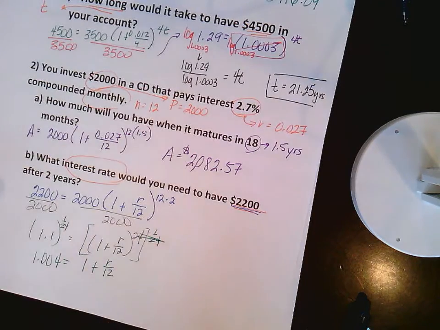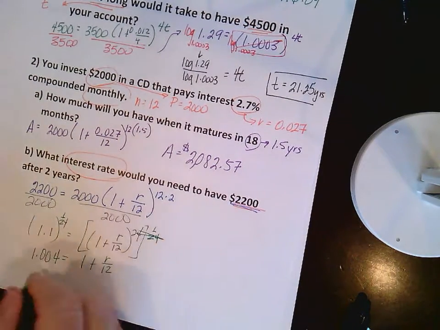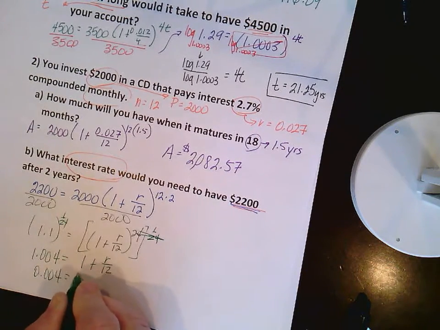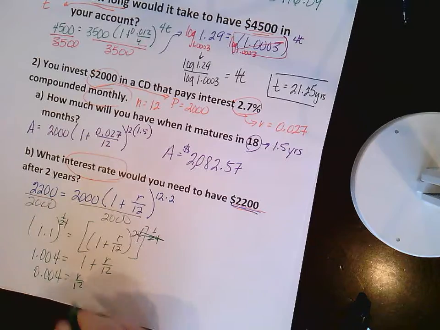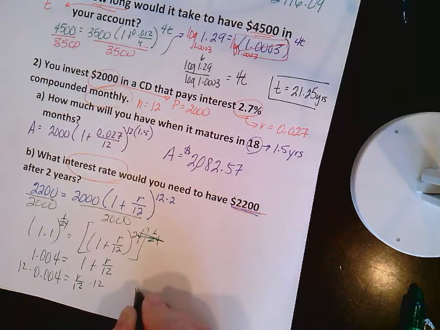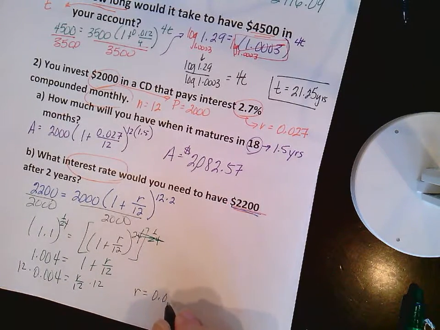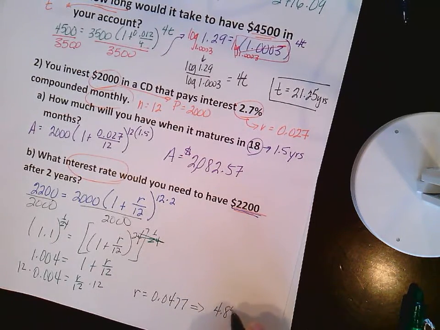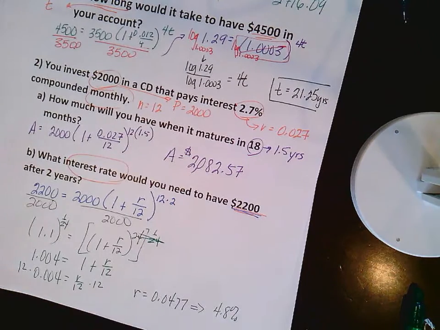Okay, I'm trying to get to R. So I'm going to subtract 1 from both sides. When I do that, I have 0.004 equals R over 12. I'm going to multiply both sides by 12. And I get that R equals 0.0477. And when I make that a percent, that'll be 4.8% is the rate that I would need to have.